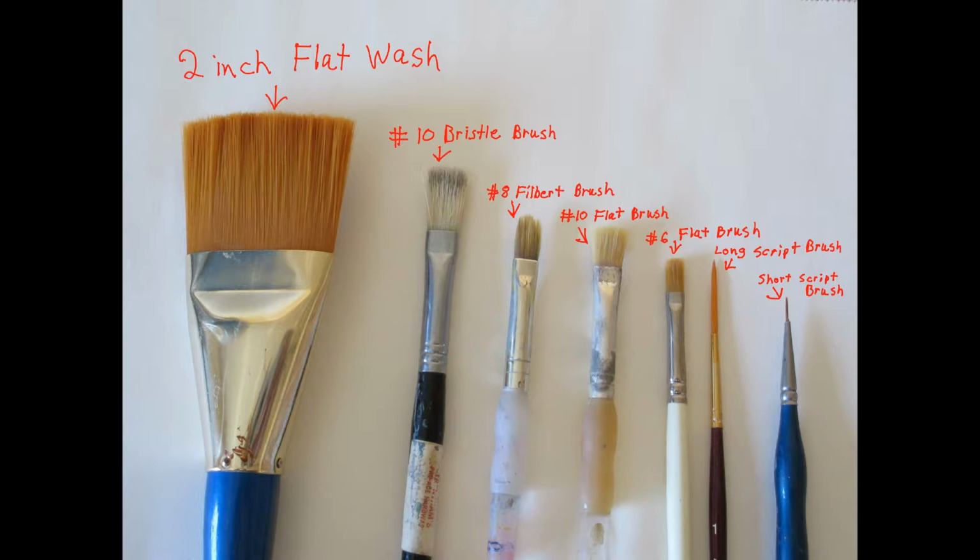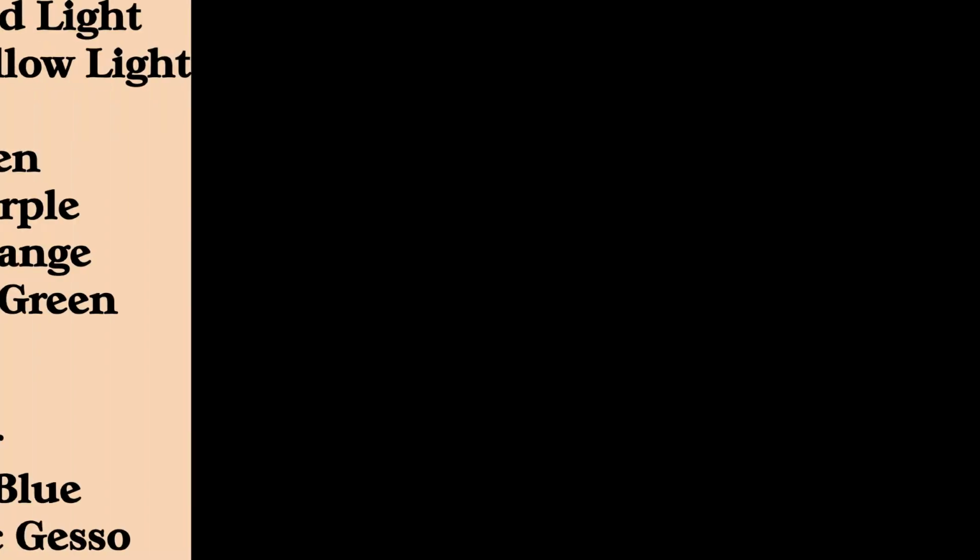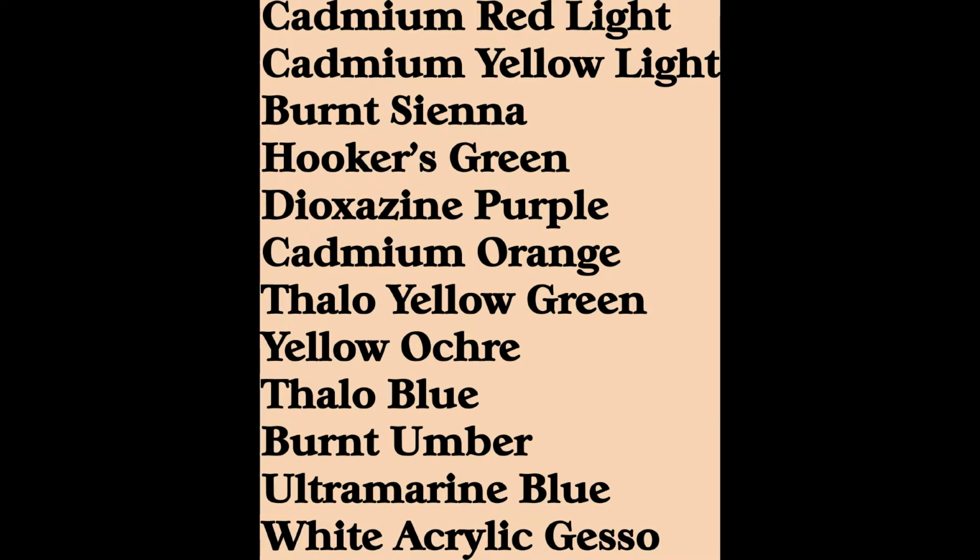If you're following along traditionally, here's a list of all the brushes that I use to paint with. I use a 2-inch flat wash, a number 10 bristle brush, a number 8 filbert brush, a number 10 flat brush, a number 6 flat brush, a script brush, and a short script brush. For my painting surface, I like to use canvas board, and you can probably use an 11 by 14 size, 16 by 20, just whatever size you want. Just make sure that it's a rectangular shape.